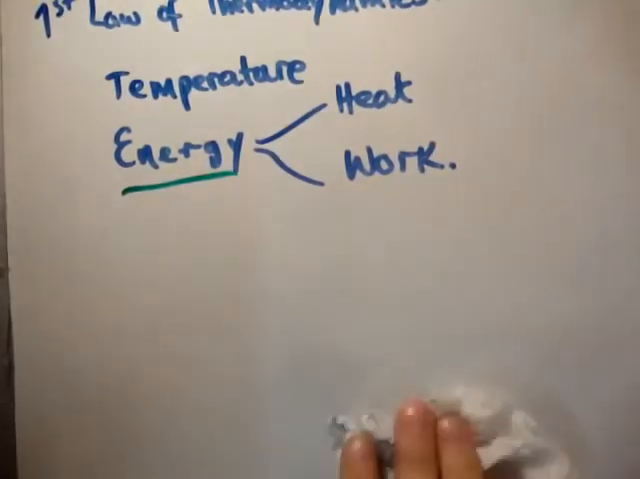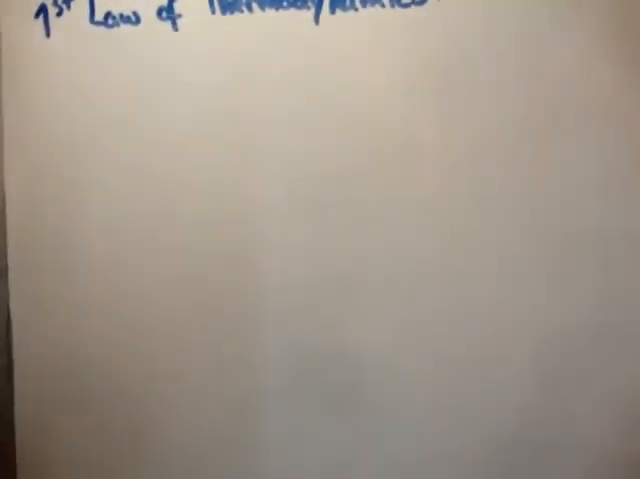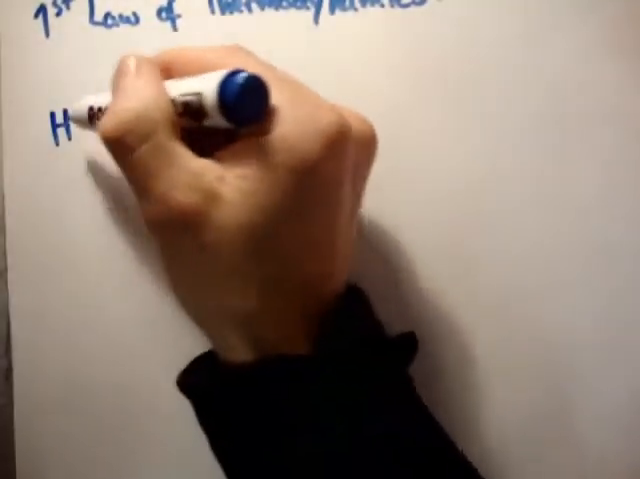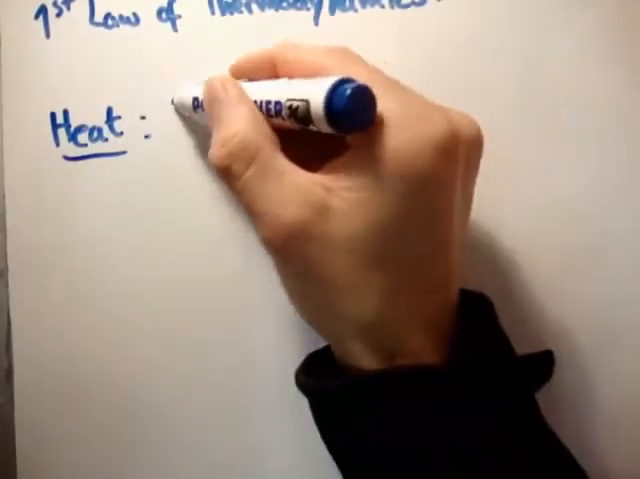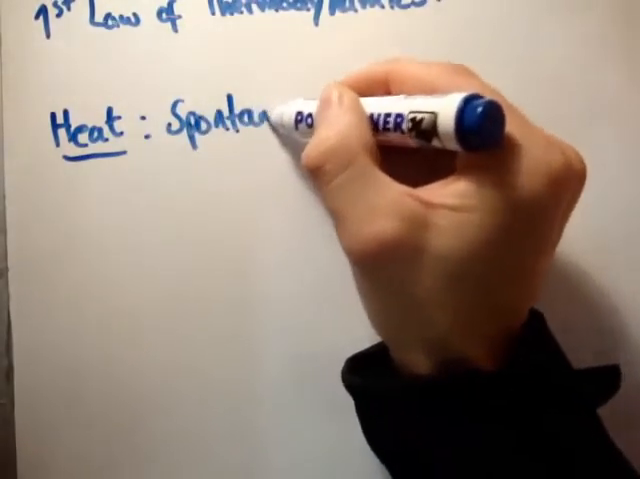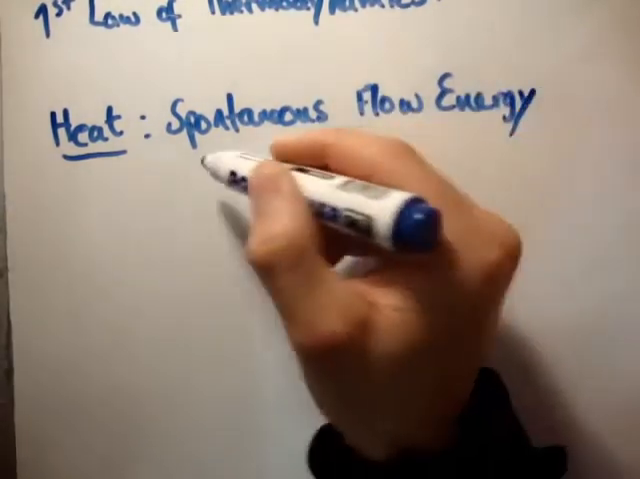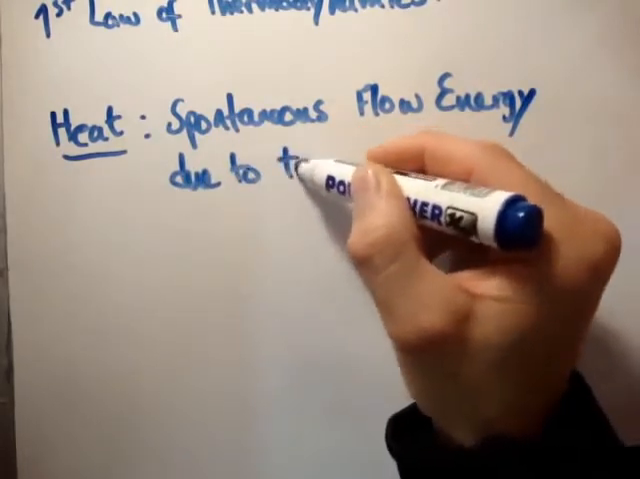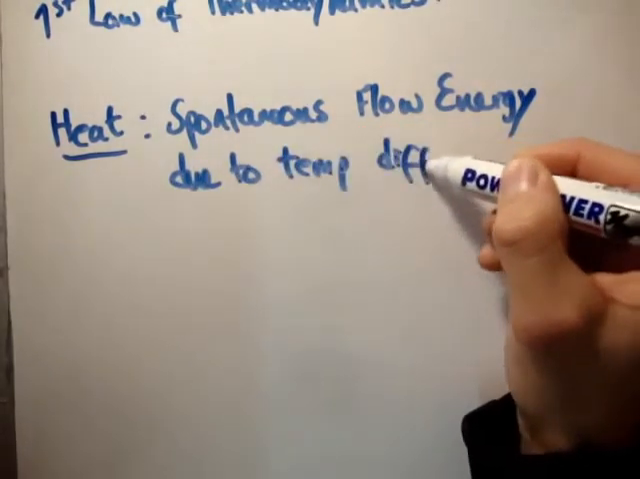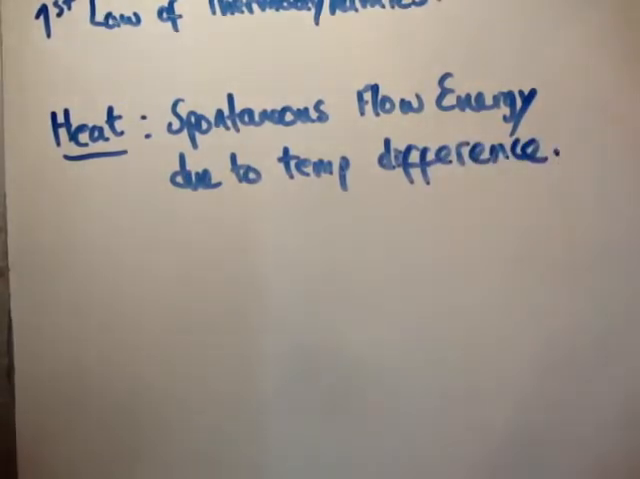So now let's talk about what heat and work are. Well, in the first video in this particular series, I spoke about what heat is. And I said heat is defined as any spontaneous flow of energy from one object to another caused by a difference in temperature between the objects. So let's see if we can paraphrase that. Spontaneous flow of energy due to temperature difference. So that's what heat is.